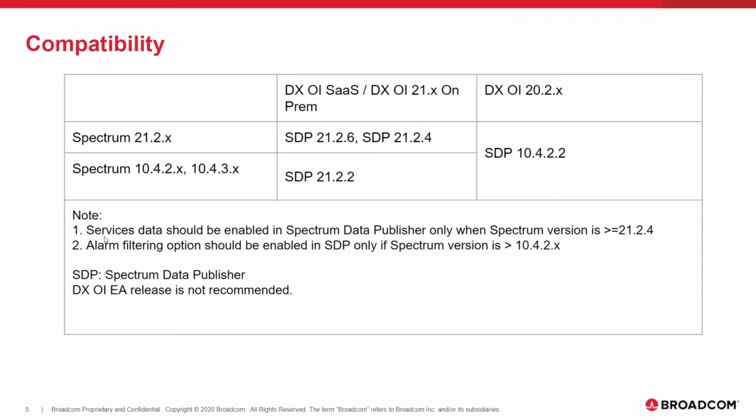Yeah, so one point to note is the services data should be enabled in Spectrum Data Publisher only when the Spectrum version is greater than or equal to 21.2.4, because that has the relevant Spectrum changes. So if they are on an older Spectrum version, they can continue using 21.2.4, but the Spectrum services should not be enabled. Alarm filtering option should be enabled only when the Spectrum version is greater than 10.4.2.x.